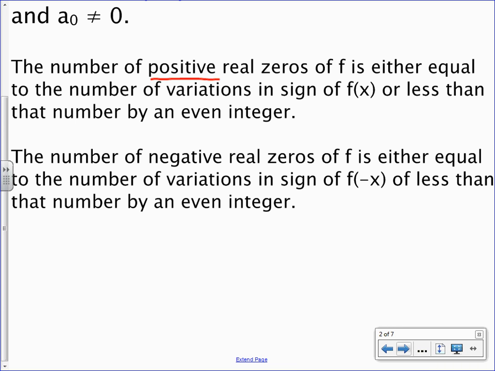So if we look at f of negative x and count the number of sign changes, that's how many negative real zeros we're going to have. Or less than that by an even integer. So the same rule applies here. Okay, we still have that possibility of these imaginary zeros. So if we count 3 sign changes in f of negative x, then we could have 3 or 1 negative real zero.